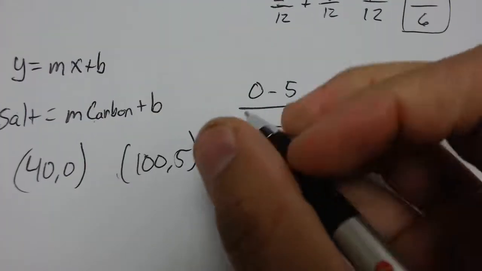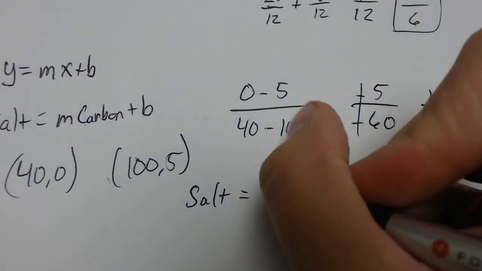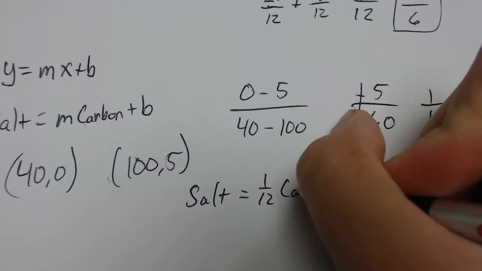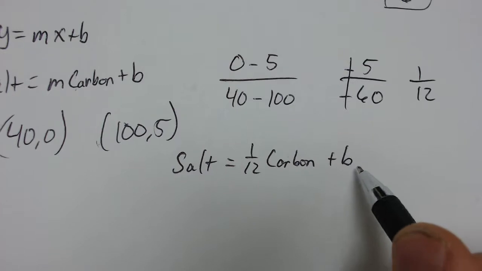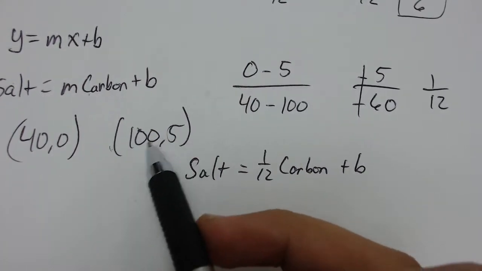So in my equation, I have salt is going to equal 1/12 times carbon plus b. Now I just need to solve for b. I'll go ahead and do that by plugging in either one of these. I'll just go ahead and use 100, 5.